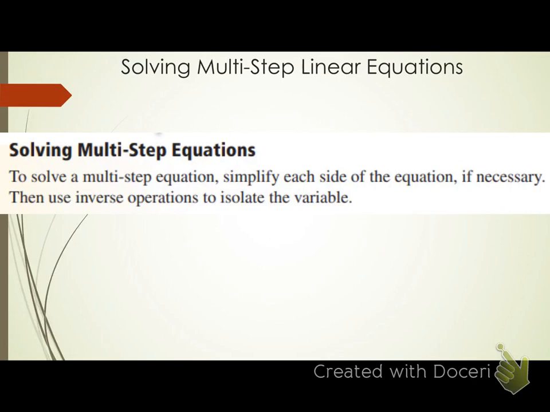So, it says simplify each side of the equation. What that could look like is combining like terms. That would be a form of simplification that I would need to do first. Do you guys remember the distributive property?